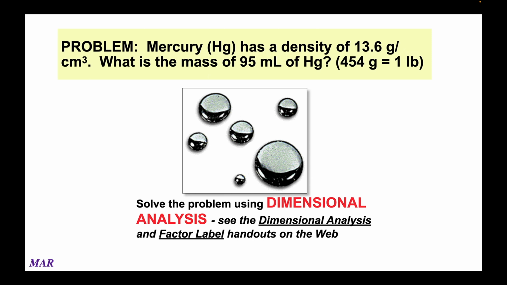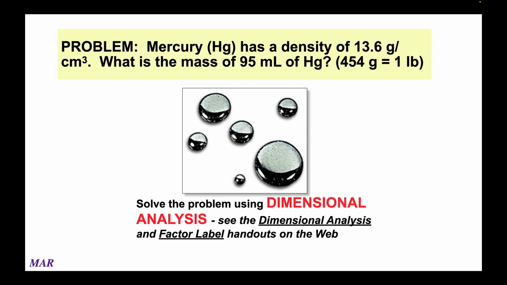Here's another kind of problem you might see. In this case, we have mercury. Now, mercury, if you remember from earlier, is a liquid at room temperature and pressure. So we have 95 milliliters of mercury, because this is a liquid. And again, liquids are usually recorded in milliliters, but if you wish to call it centimeters cubed, that's fine too. Mercury has a density of 13.6 grams per centimeter cubed. What is the mass of mercury?